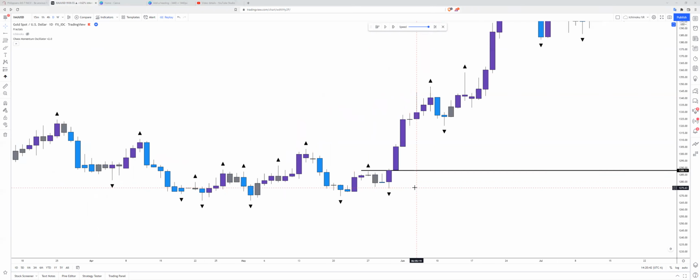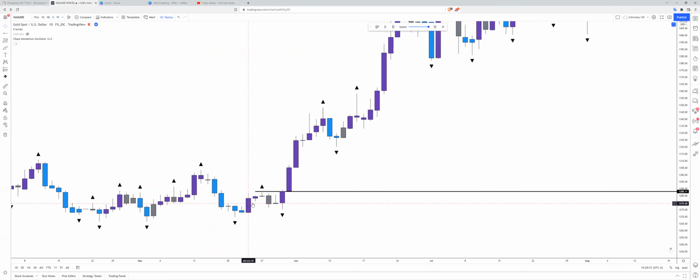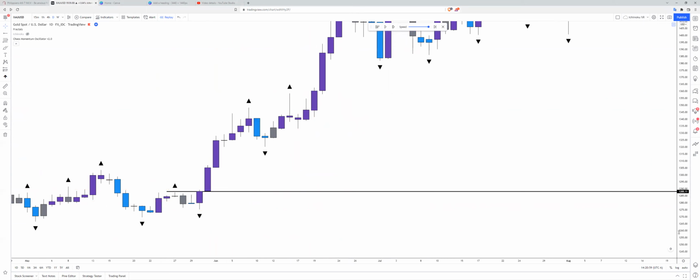Okay. So here in this situation, we see that we had a fractal breakout. You see, the market went higher, and then the market continued to go higher. So this was saying that this trend was a pretty strong trend to the upside. So another way to use fractals is by zoning them.